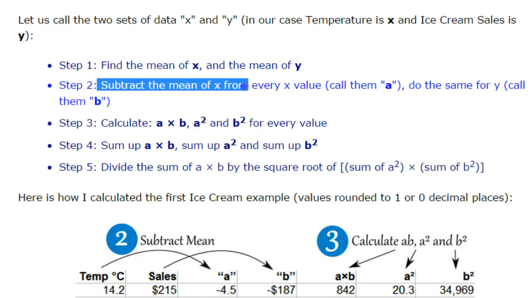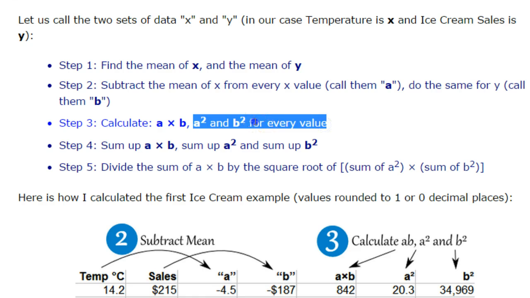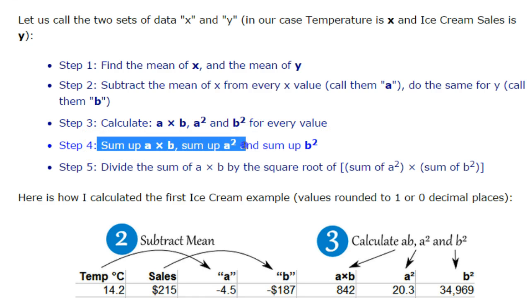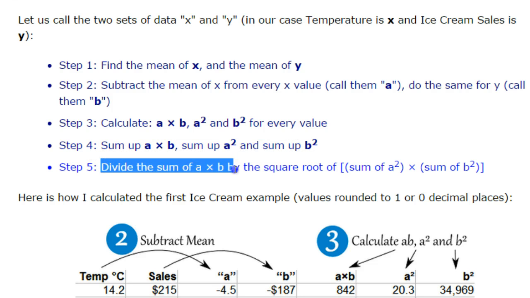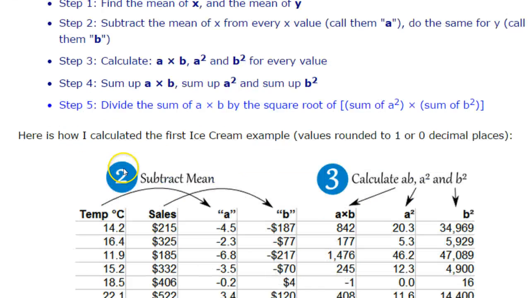All right, find the mean of X and Y. Step 2, subtract the mean of X from every X value, call that A, and do the same for Y, call that B. All right, step 3, calculate A times B, A squared and B squared for every value. Okay, sum up the A times B, sum up the A squared, and sum up the B squared, and then divide the sum of A times B by the square root of the sum of A squared times the sum of B squared.